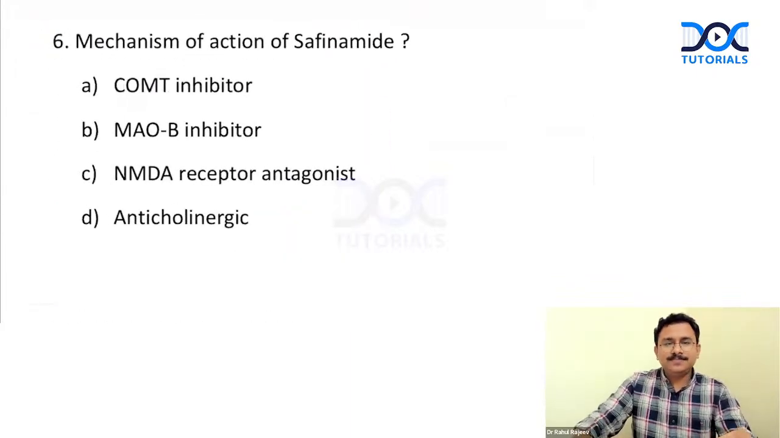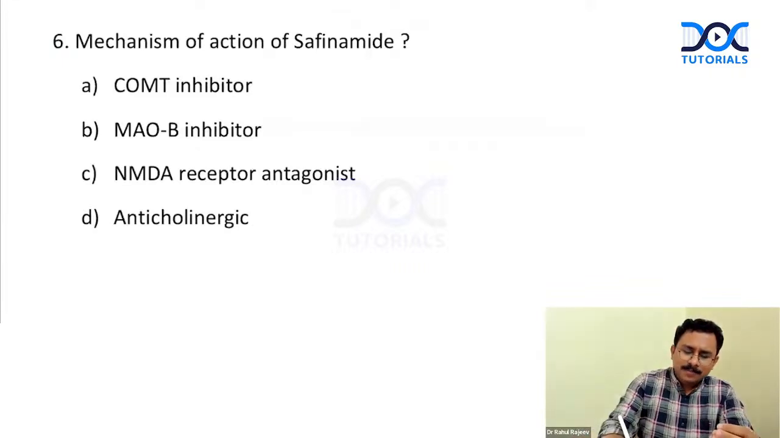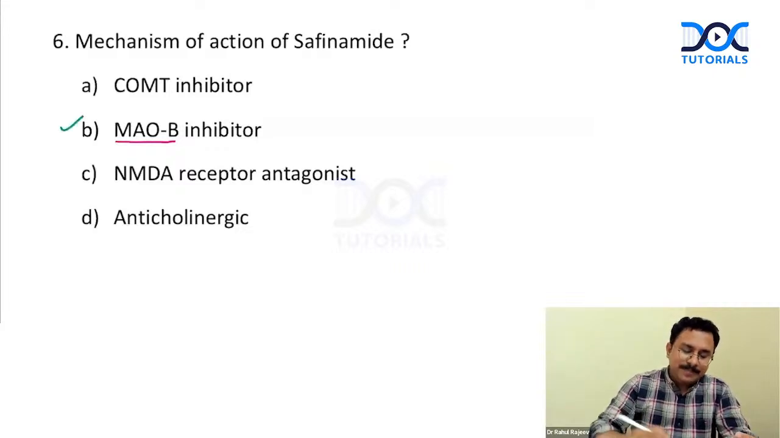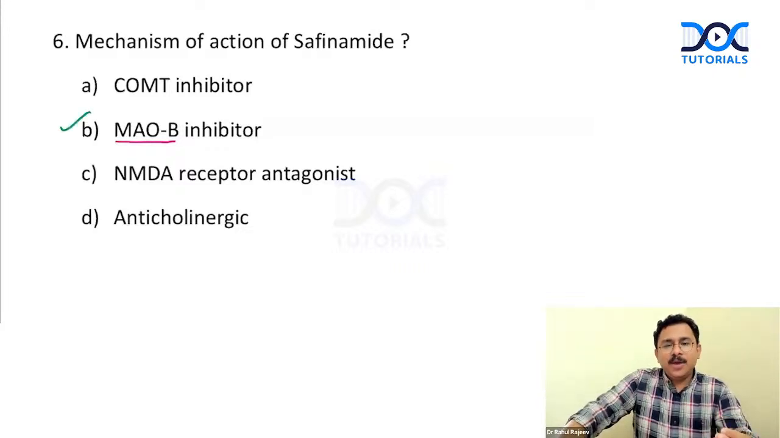Now coming to question number 6, mechanism of action of safinamide. Is it COMT inhibitor, MAOB inhibitor, NMDA receptor antagonist, or anticholinergic? See, you have heard about the MAOB inhibitors, right? What are the MAOB inhibitors you know about? Selegiline and rasagiline, correct? Selegiline and rasagiline are the monoamine oxidase B inhibitors that you know of. And the latest one in the group of MAOB inhibitors is safinamide. So the mechanism of action is option B, MAOB inhibitor.